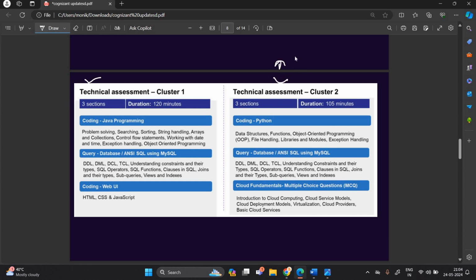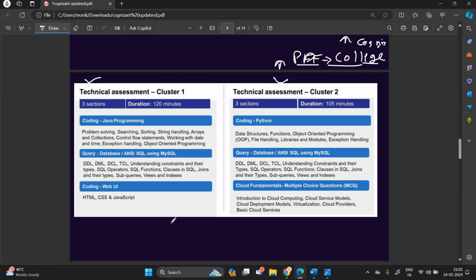Guys, I am again mentioning this PDF is shared by students. It is shared by their college, and the Cognizant team shared it with the college. So this is the official updated pattern. The technical assessment is also mandatory, and students have to choose any one of the clusters.